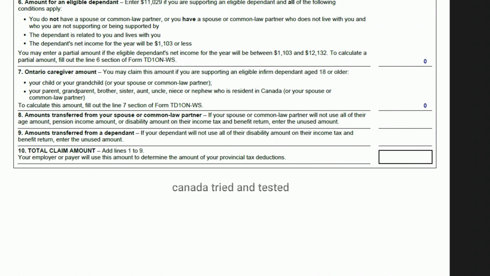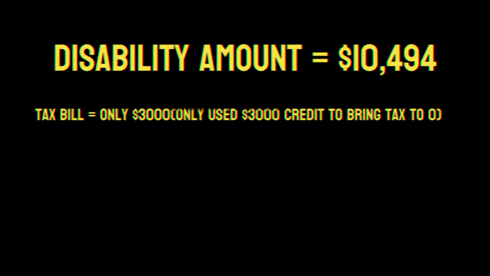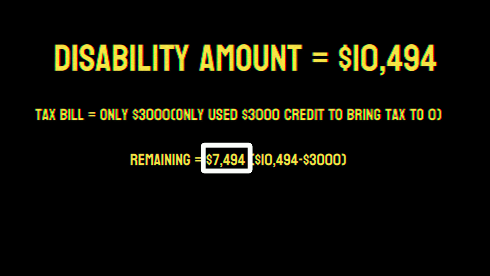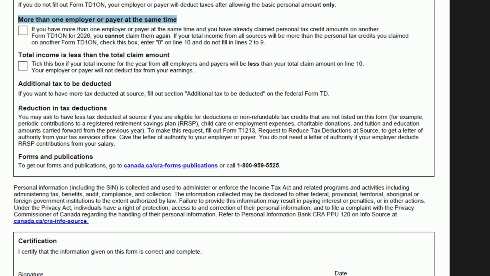So if your spouse has any of these three credits left over after reducing their own taxes to 0, age amount, pension income amount, disability amount, they can transfer that unused portion to you. Let's say your spouse, Rick, qualifies for a 10,494 disability amount, but his tax bill is only $3,000, he uses 3,000 of his credit, leaving 7,494 unused. This 7,494 can transfer to you on line 8. If you have understood for spouse, similarly for dependent, you can do the calculation. If you don't have, in that case, you will enter 0.